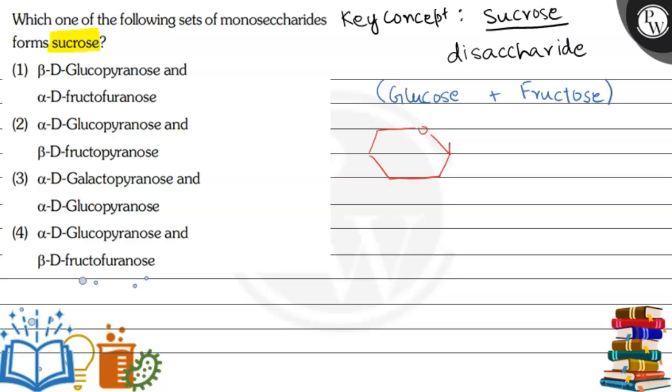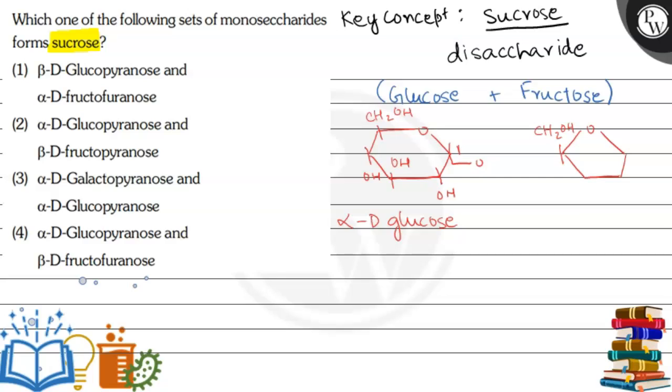So, firstly, it is having an alpha D glucose. So, the structure of alpha D glucose looks like this. Now, it is alpha D glucose because in the first carbon atom, the hydroxyl group is present below. So, this is the structure of alpha D glucose.